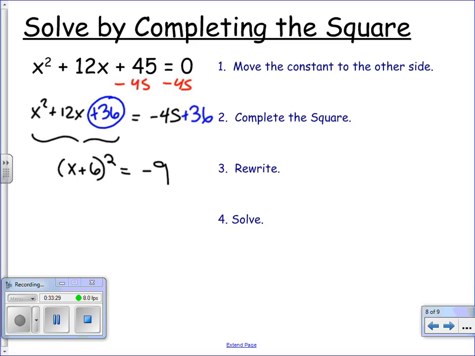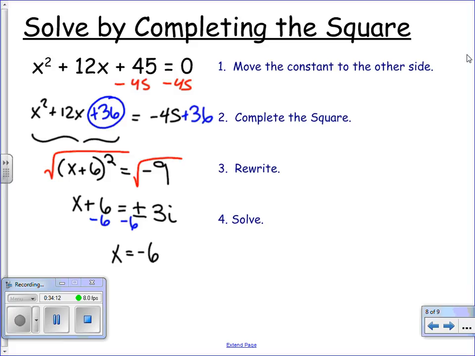I'm going to solve by taking the square root here. It's always the same once I get to this point. So I'm going to square root both sides. And that will give me x plus 6 equals plus or minus. What do you guys know about the square root of 9 or negative 9? It's going to have an i in it, right? You know the square root of 9 is 3. If it's the square root of negative 9, you better put an i in your answer. There really isn't a real number. So we're going to say plus or minus 3i, and then subtract 6 from both sides. So minus 6 minus 6. And my final answer will be x equals negative 6 plus or minus 3i.